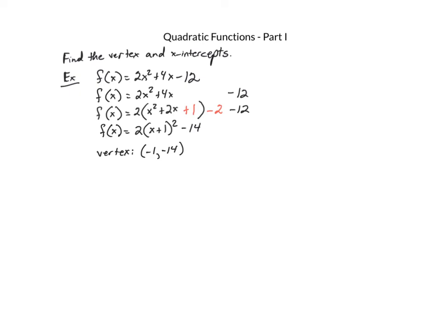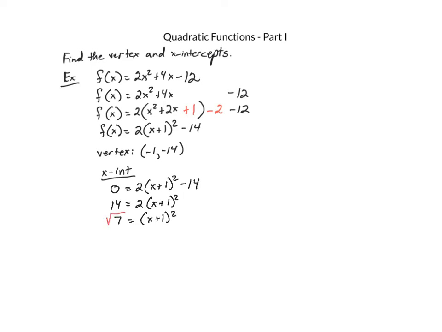Let's find the x-intercepts. I'm going to set f of x equal to 0 on this line right here. So I have 0 equals 2 times x plus 1 squared minus 14. Let's add 14 to both sides. I want to divide by 2 before I take the square root of both sides, so let's do that. So we'll have 7 equals x plus 1 squared.